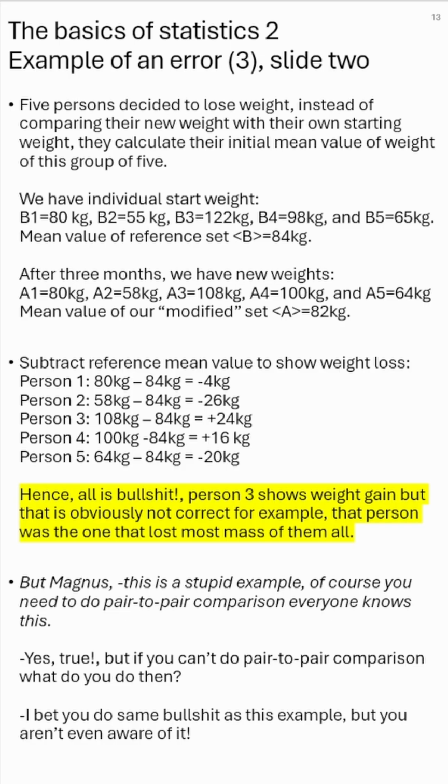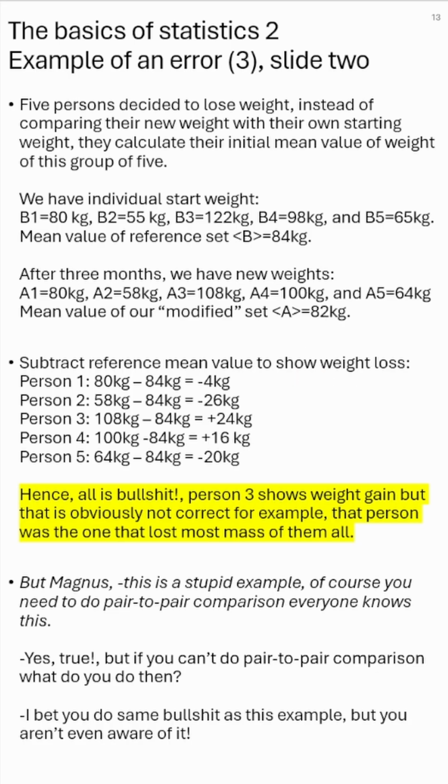So after 3 months, they redo the measurements and measure their own weights, and they get that the first person has not lost or gained anything. It still weighs 80 kilos. The second person has gained 3 kilos and weighs 58 now. The third person, however, has lost a lot of kilos, 14 kilos actually. The fourth person has increased 2 kilos. The fifth person has decreased by 1 kilo. So the mean value of this modified data set, as we call it, is now 82 kilos.